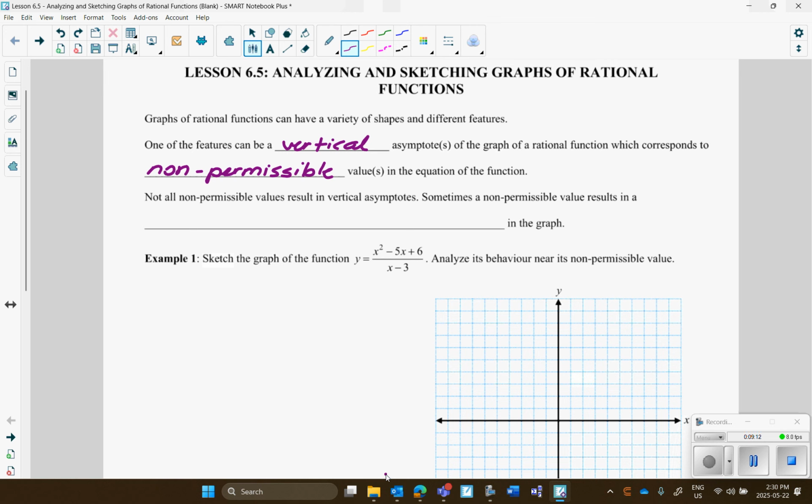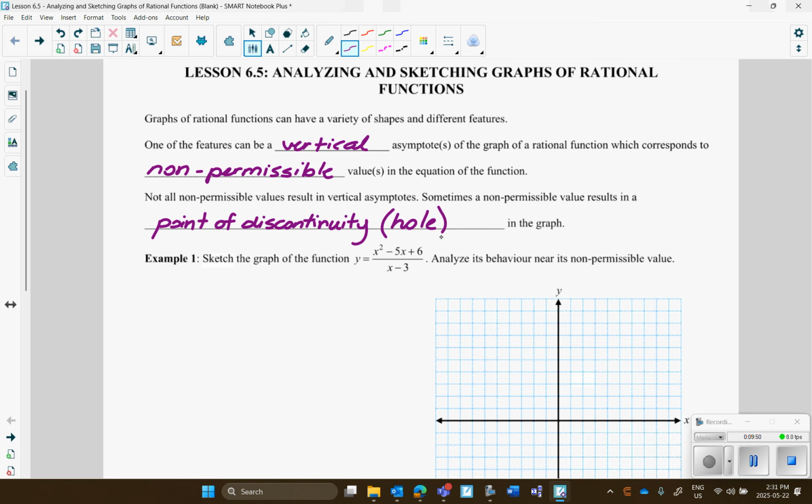Not all NPVs, or non-permissible values, will necessarily be a vertical asymptote, and we're going to see that in a second. When that happens, we get what's called a point of discontinuity. That's the fancy phrase that you don't have to worry about remembering. Remember it this way: it's a hole in the graph. And we're going to see that right away from this first example.